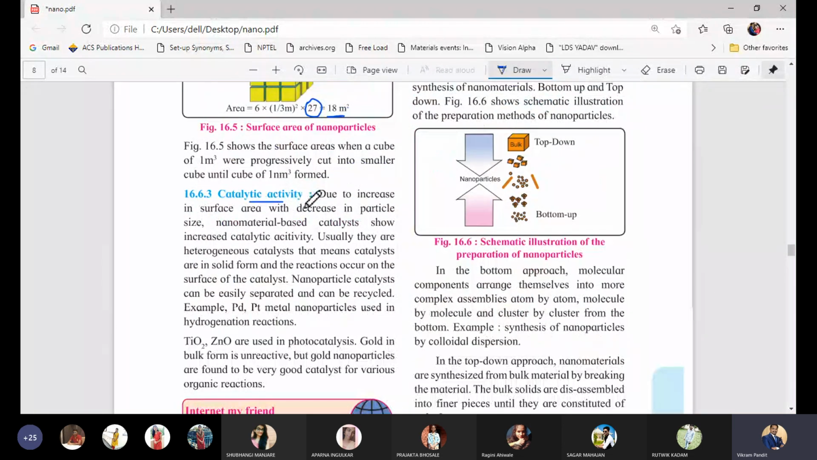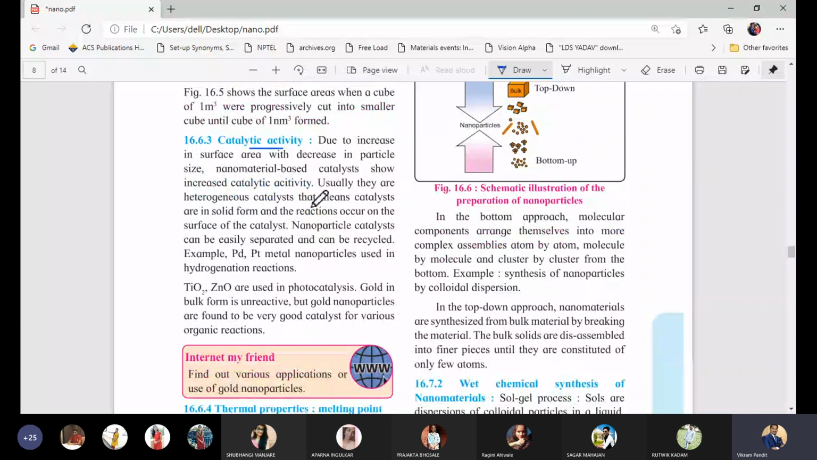The next property is catalytic activity. You know a catalyst never takes part in any type of reaction, but it just increases the rate of reaction, right? This is why nanoparticles are used for catalytic reactions. For example, platinum and palladium are used for hydrogenation reactions. These reactions are very common, where a double bond is converted into a single bond. This is one example. Again, we can separate them, recycle them, and use them again.